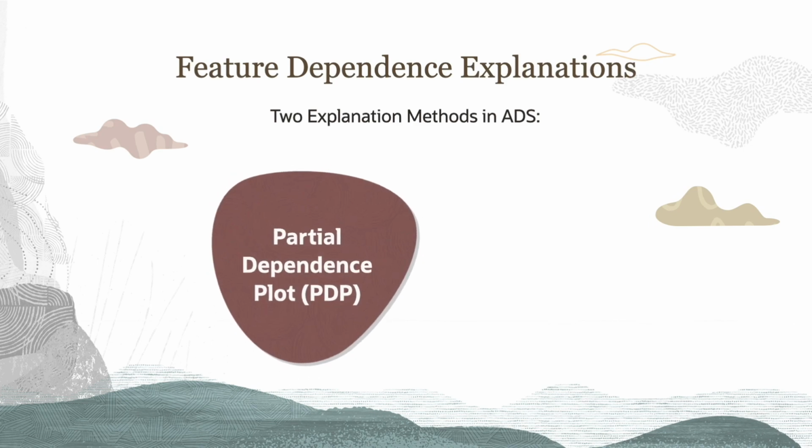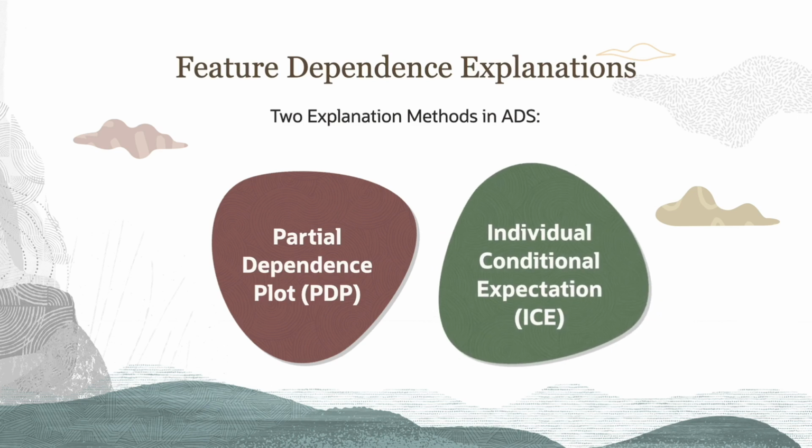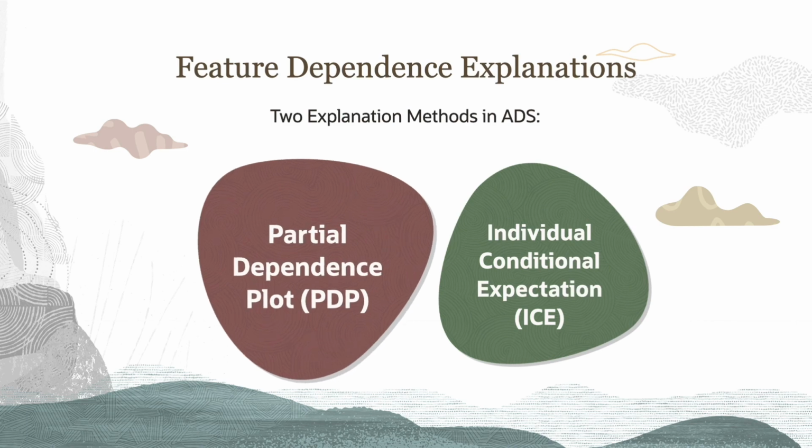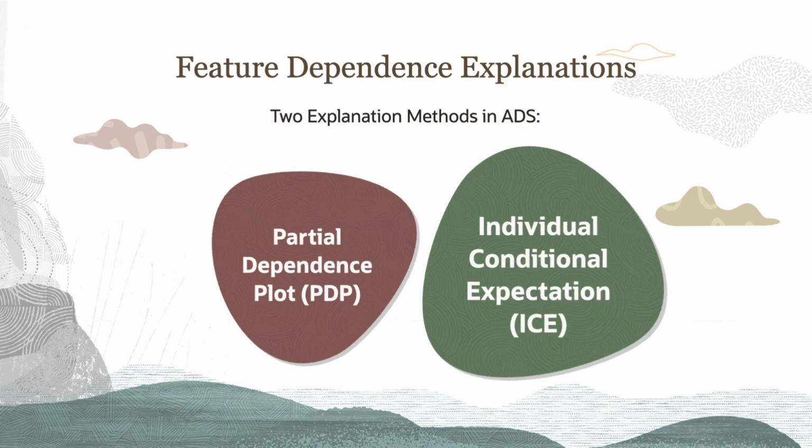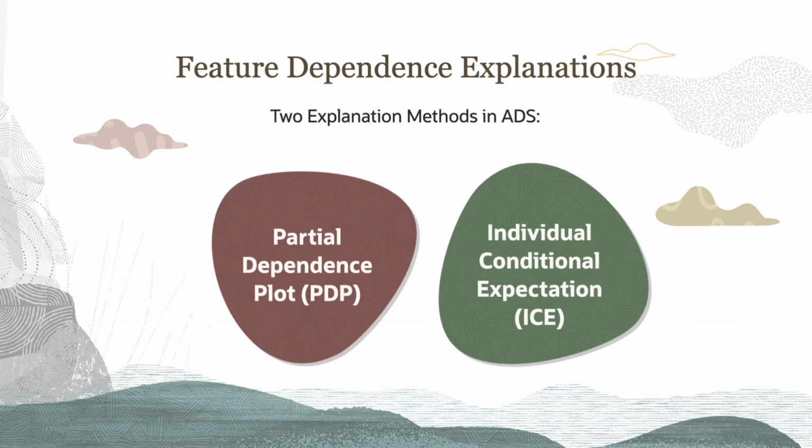There are two explanation methods in ADS for feature dependence. The first one is PDP, partial dependence plot, and the other one is ICE, that's individual conditional expectation. So for PDP, the average model prediction is computed across all augmented dataset samples. This results in n different values, each with an average of m predictions. For ICE, the model predictions for each augmented sample in the provided dataset are considered separately when the selected feature's value is replaced with a value from the feature distribution. This results in n times m different values.